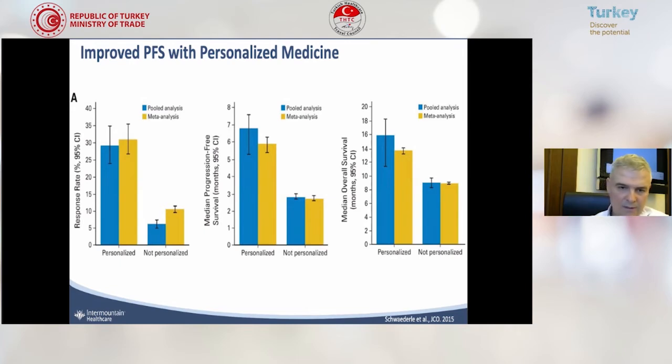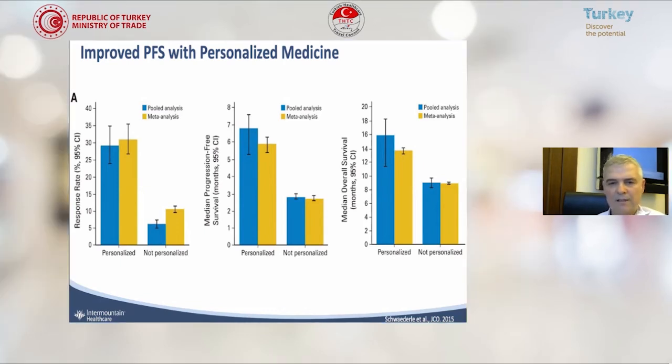In the middle, you see the median progression-free survival of cancers. If you treat the patient with personalized medicine, you see much better results than the non-personalized one. And in the median overall survival on the right-hand side, you see a far better outcome with personalized medicine.